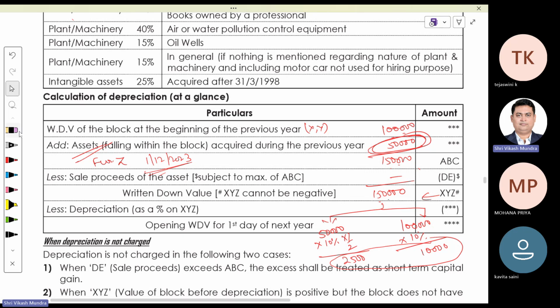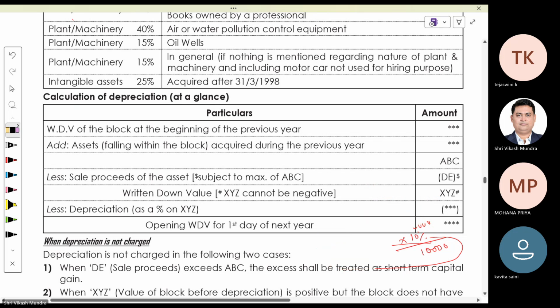Is it clear? Anyone have any doubt? Is it clear how to calculate depreciation in income tax law? I believe it is clear to all. Okay.